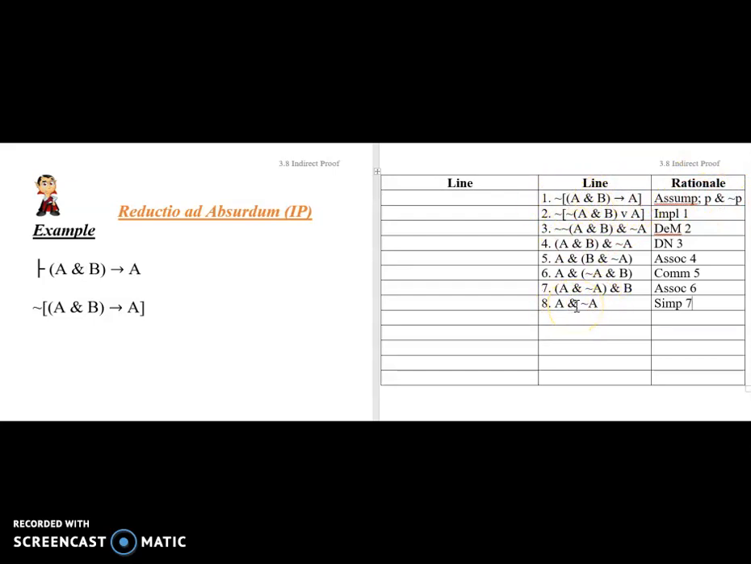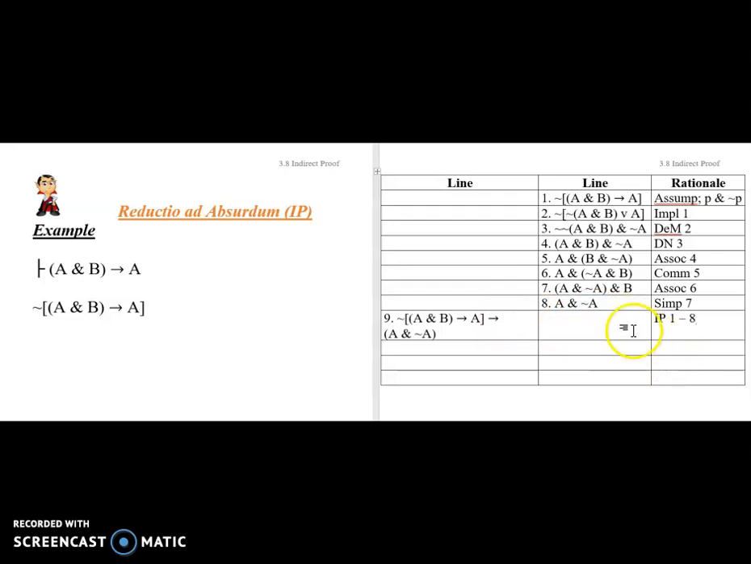Now I've got it, and now that I've got that contradiction, what do I do with this assumption? I discharge it, and so it's going to behave the exact same way as everything else we've been doing in our indirect proof lessons. So you're going to get the first thing you assumed, which was this thing, and then arrow, the last thing you got. The last thing we got, let's give ourselves a little bit more space here, is A and not A. So in this case, that's what we end up with, and that's IP on 1 through 8.